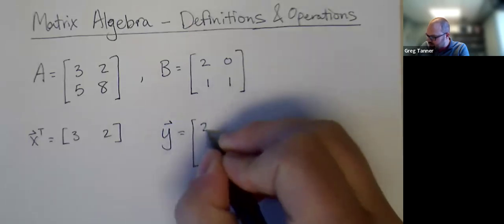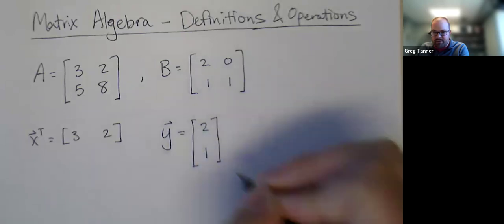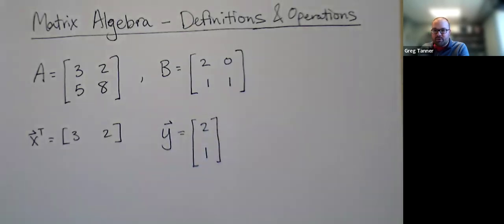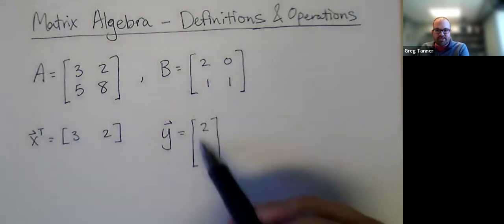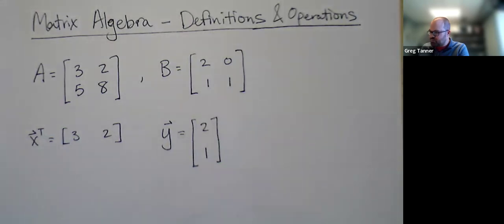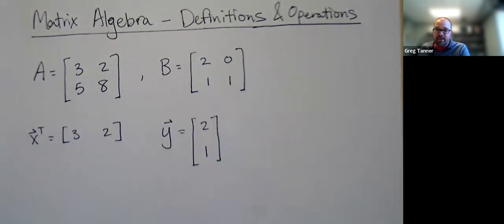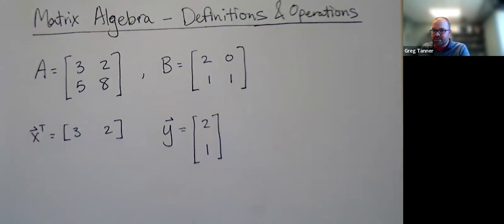And so, for example, I can grab the first column of the B matrix, and there's an example of a column vector. Okay, anything with just one row is a row vector, anything with just one column is a column vector. Okay, why are we interested in matrices?